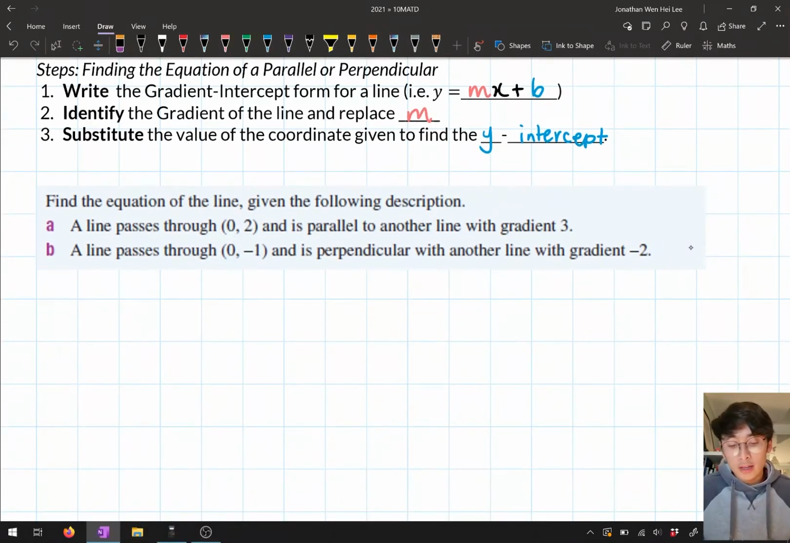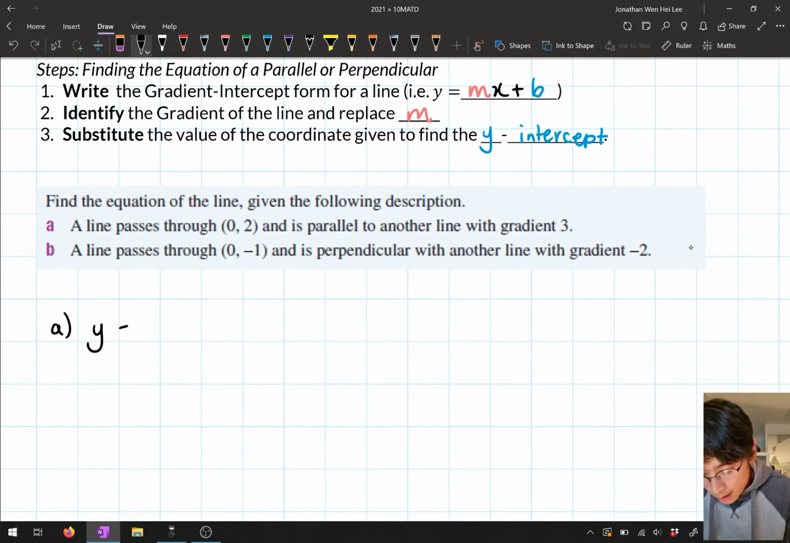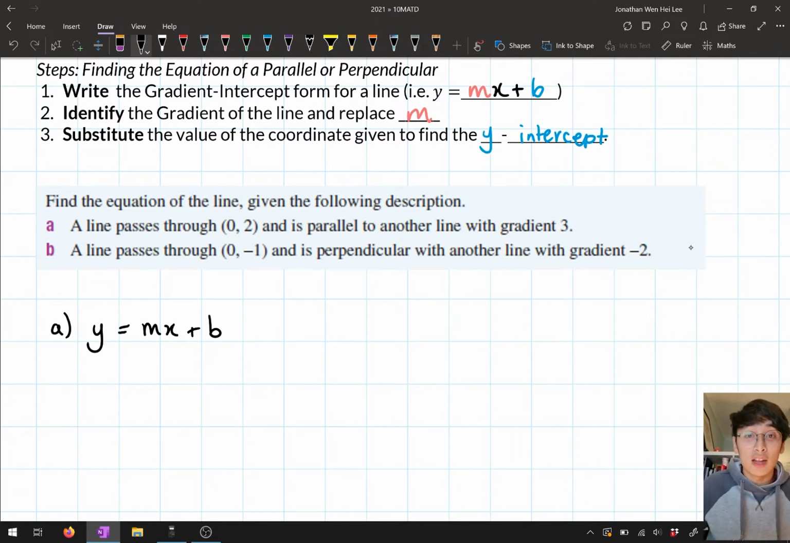Find the equation of a line given the following description. So here we've got 2 questions that we want to have a go through. A line passes through 0, 2 and is parallel to another line with gradient 3. So for the first one, the first step I'm going to do is just write y is equal to mx plus b. I'm going to write down the gradient intercept form. Then I'm going to have a look at the question.